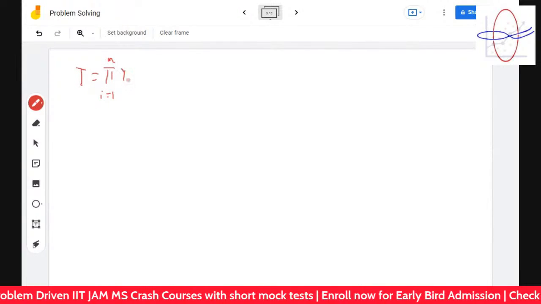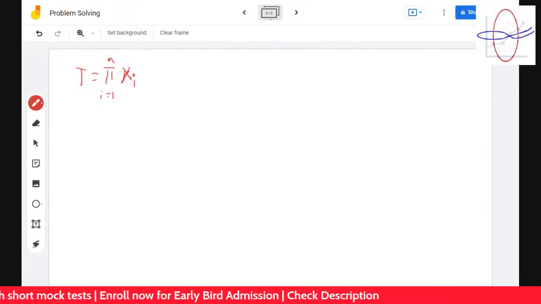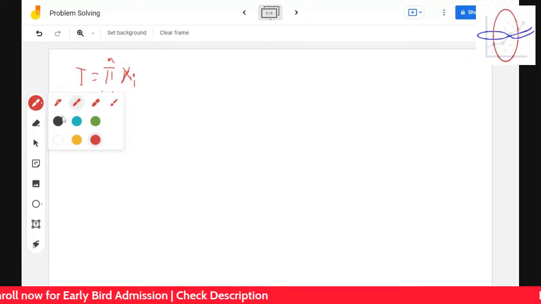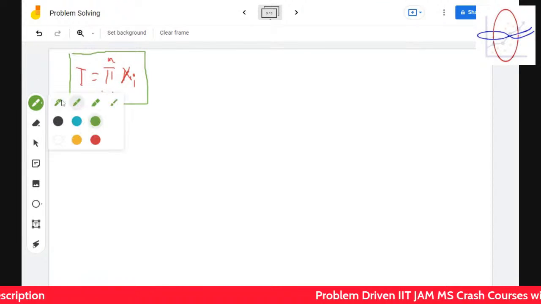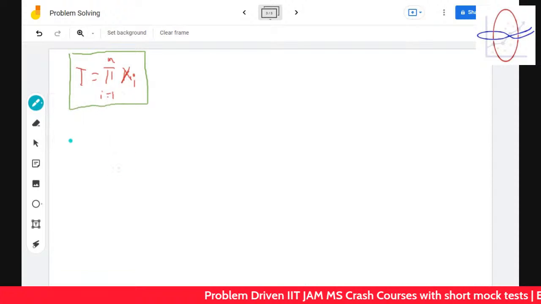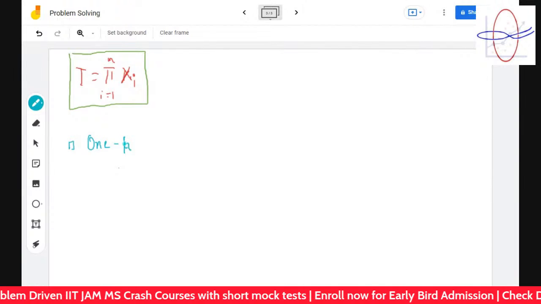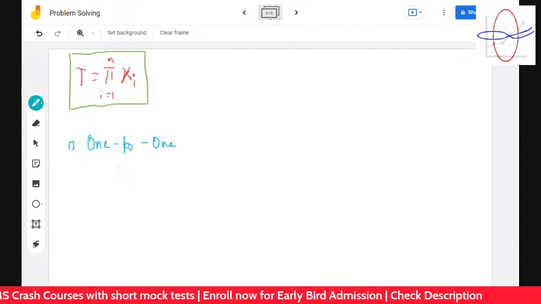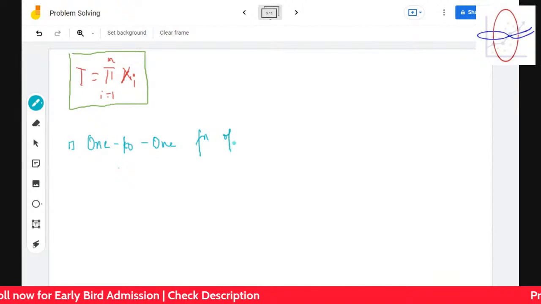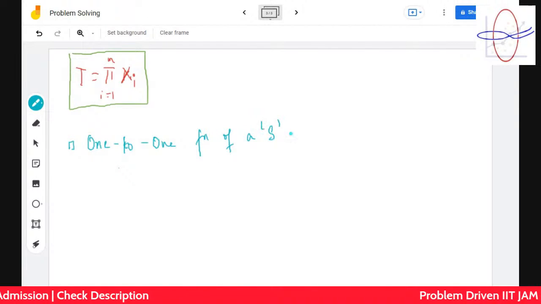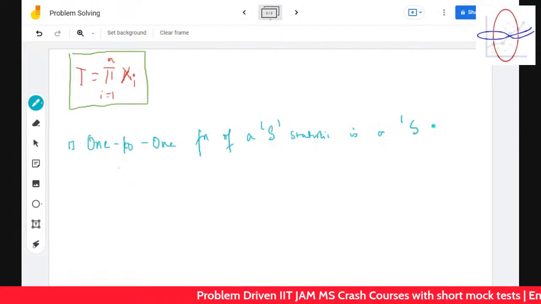So can you tell me any other result that you know about sufficient statistics? Can we use the exponential family? Something easier than that? Sir, a one-to-one function of a sufficient statistic will be sufficient. Very good. So a one-to-one function of a sufficient statistic is a sufficient statistic. Superb. Yes, you're right, Mansi.